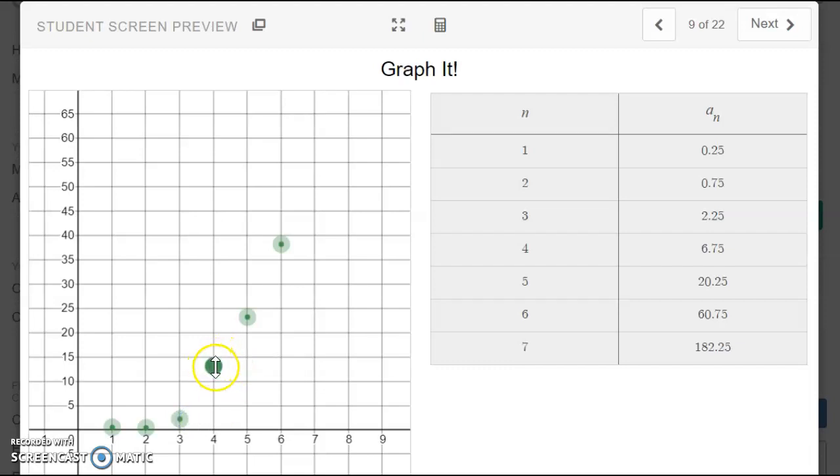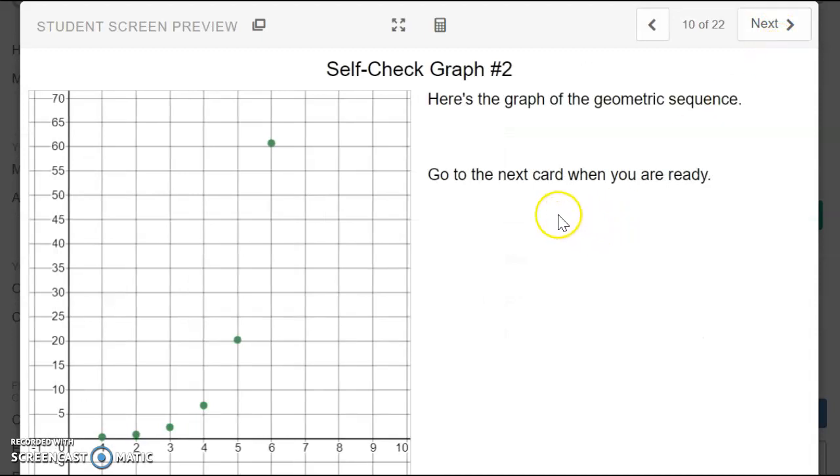And then 6.75, maybe 6 and 7. Okay, and then 20.25 means that's really close to 20, and then 182, no, 60.75. 60.75 will be just over 60. Okay, so this is the graph. Here is the graph of the geometric sequence. Go to the next card when you are ready. This is what we had and what you should have.